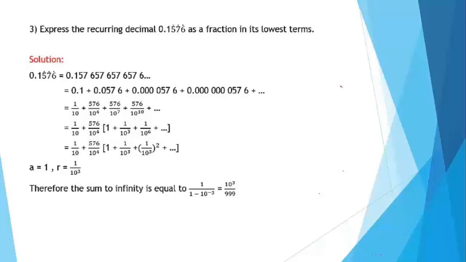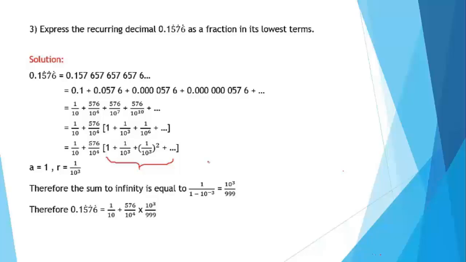Therefore, the sum to infinity is 10 cube over 999. And now we can substitute the sum to infinity instead of the series over here. So if we do that, we get 0.1 recurring 576 equals 1 over 10 plus 576 over 10 to the power 4 times 10 cube over 999.